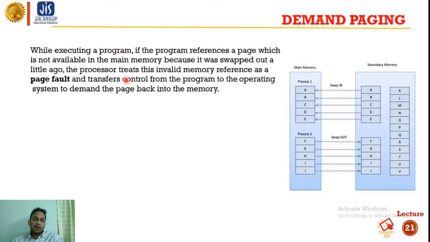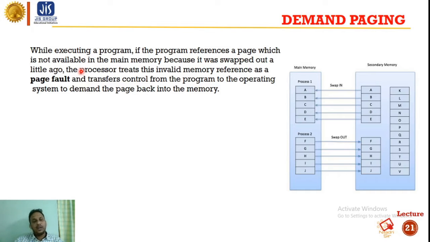While executing a program, if the program references a page which is not available in the main memory because it was swapped out a little ago, the processor treats this as an invalid memory reference, a page fault, and transfers control from the program to the operating system to demand the page back into the main memory.